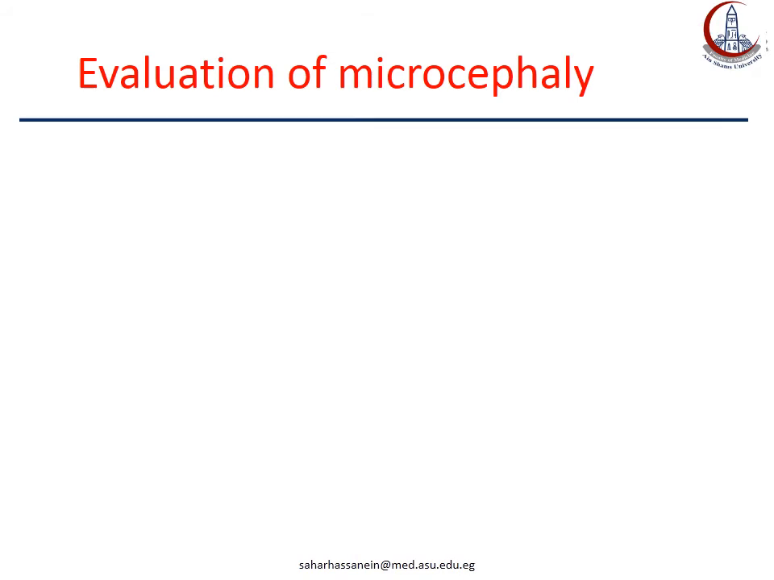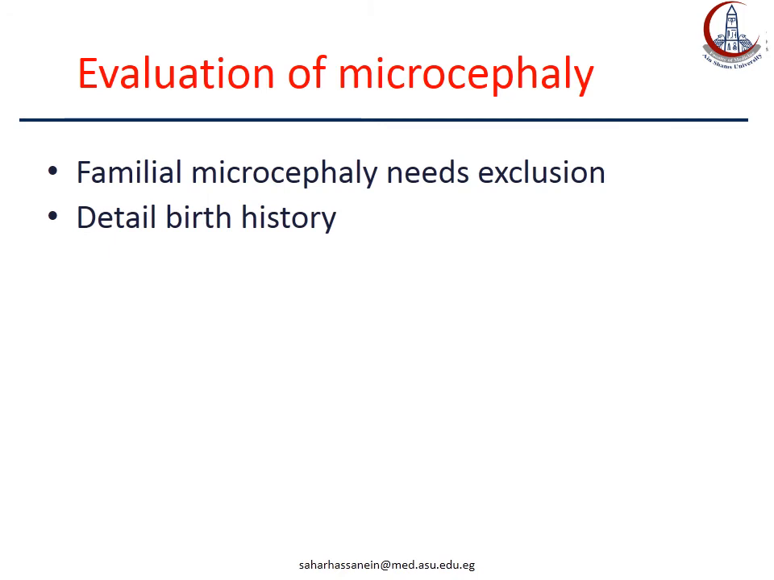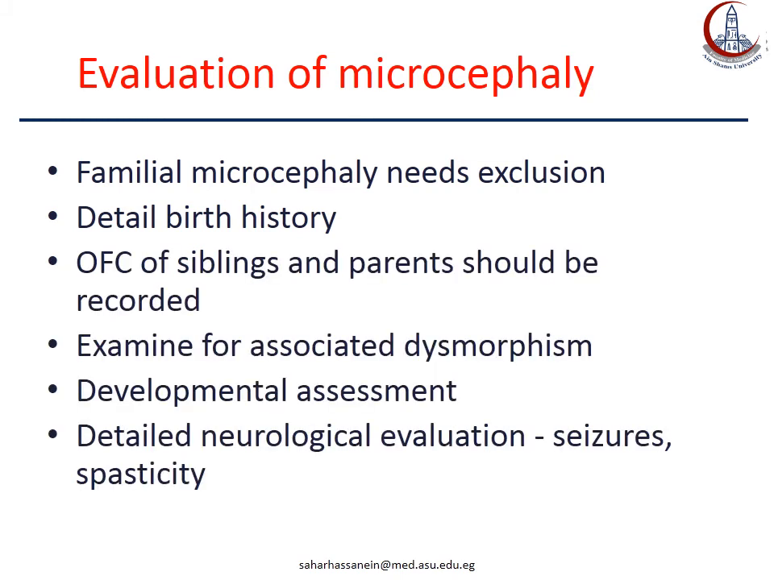How can you evaluate a case of microcephaly? In familial microcephaly, it needs exclusion. You need detailed history taking, including prenatal history, birth asphyxia, or any cause of brain damage at birth or postnatally. Measuring the occipitofrontal circumference of the siblings and parents should be recorded, especially in familial cases.